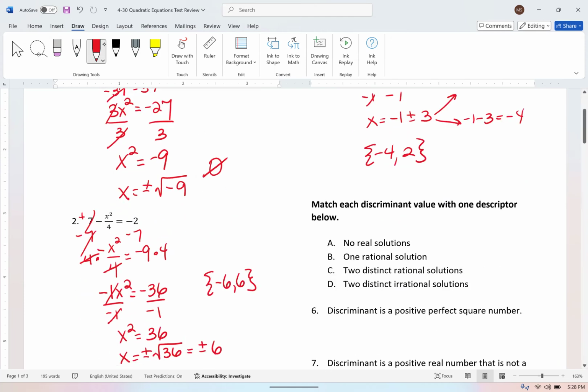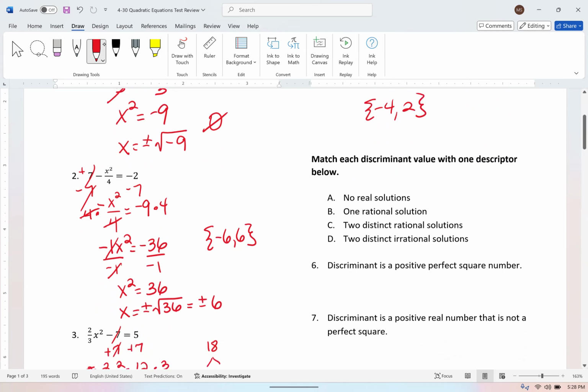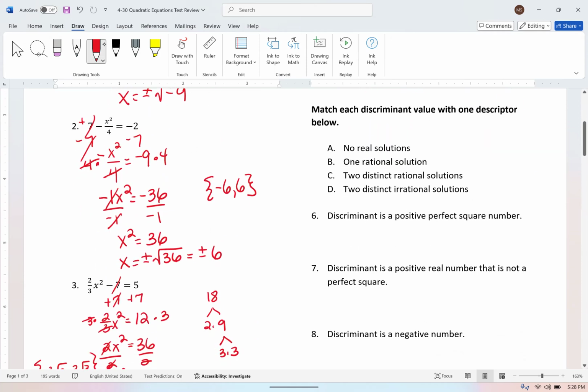All right, so there are four possibilities when we're solving quadratic equations. You could have no real solution. That is when the discriminant is less than 0. All right, we'll just go through these.